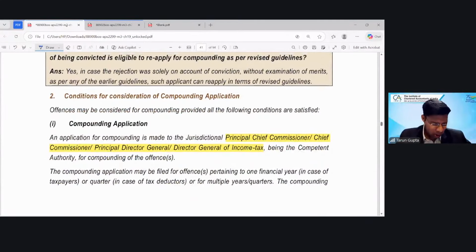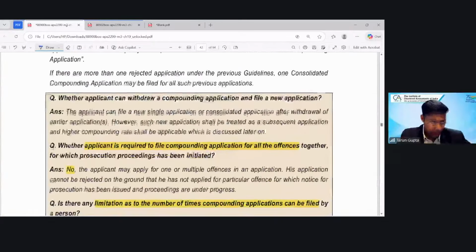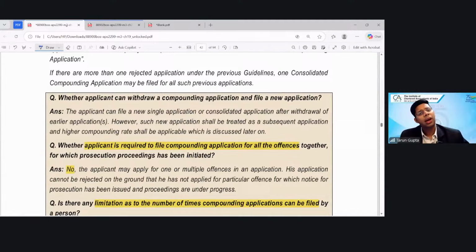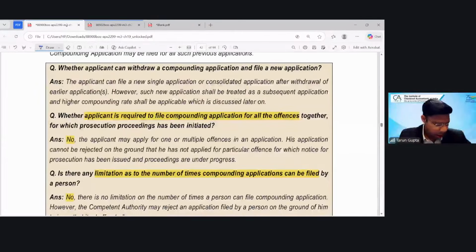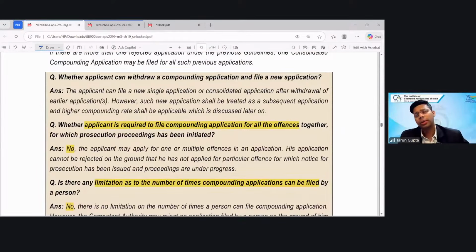Who can compound an offense? Only the most senior officer: Chief Commissioner, Principal Chief Commissioner, or Director General, or Principal Director General. Not even the Commissioner. And you will see, even they cannot do much, and they have to take the approval of CBDT. The applicant is required to file compounding for all the offenses together for which prosecution proceedings have been initiated. So it's not necessary that the applicant furnish the compounding application for all the offenses. He may furnish an application for a few of the offenses which he feels like.